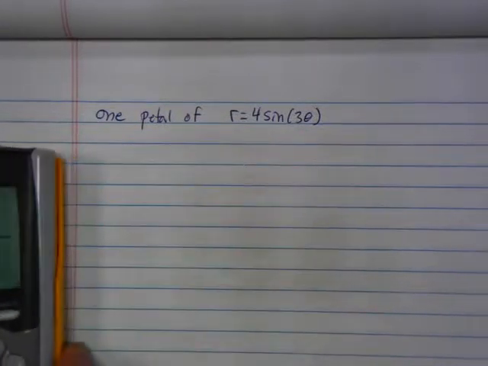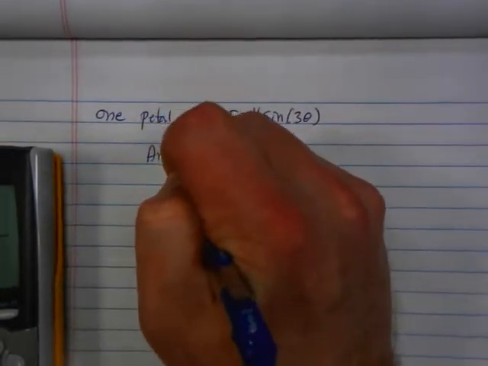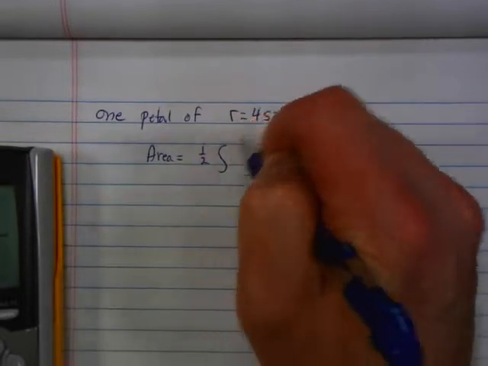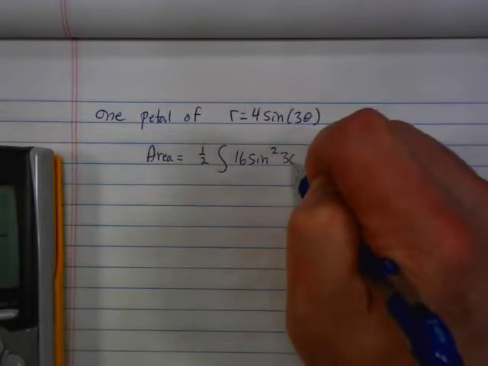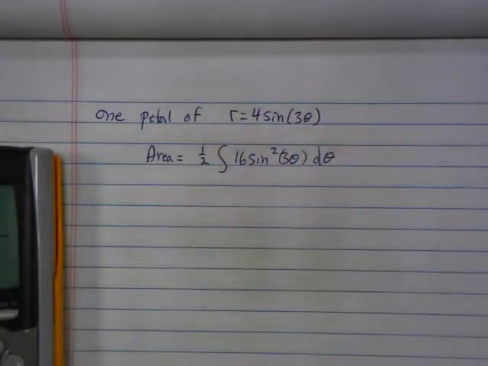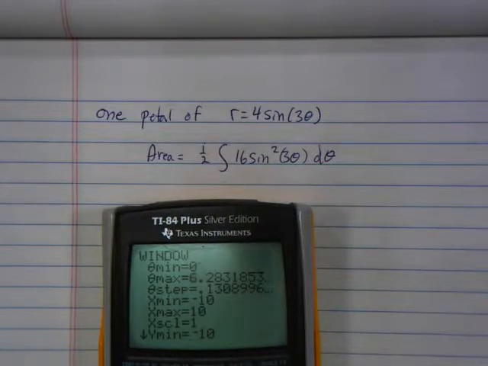My answer is the area, and most of it is fairly simple: 1/2 the integral of my radius squared, so that's going to be 16 sine squared 3 theta d theta. The only question is, what should my bounds of integration be so that I only get one petal? 0 to pi over 2? All right, let's try that. 0 to pi over 2.